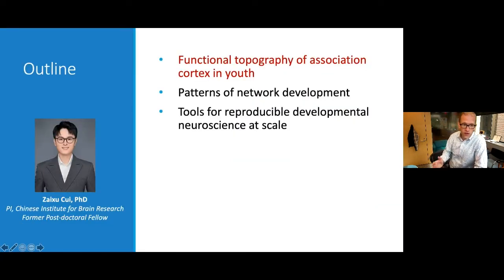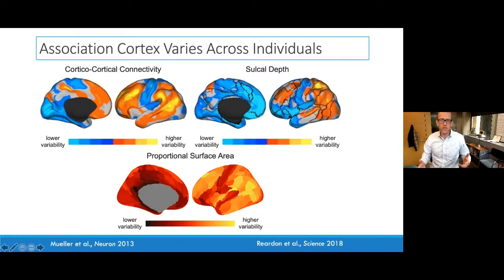So the first study I'm going to show you focuses on functional topography of association cortex in youth. This is awesome work done by former postdoc Zaixu Cui, who's now a PI at the Chinese Institute for Brain Research in Beijing. It was really motivated by another critical feature of the Sensorimotor-Association axis, that cross-person variability tends to be higher in association cortex and lower in sensorimotor cortex.